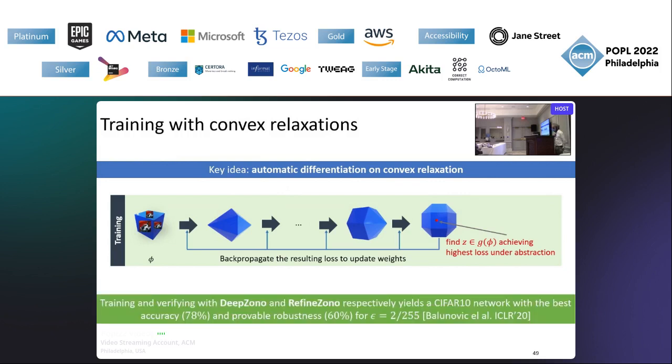As Matthew mentioned, the best network for CIFAR10 with 2/255 is actually obtained by training the network with zonotope approximation and verifying with zonotope combined with mixed integer linear programming. Now, what you see is 78% accuracy and 60% robustness. If anybody can at least come up with 80% robustness and 90% accuracy, that would be a milestone for the community. People have been trying it, but in the last 2 years, I have not seen this bound being beaten.